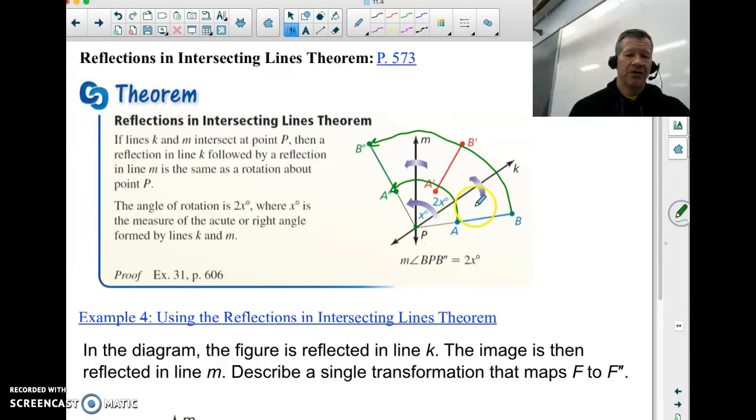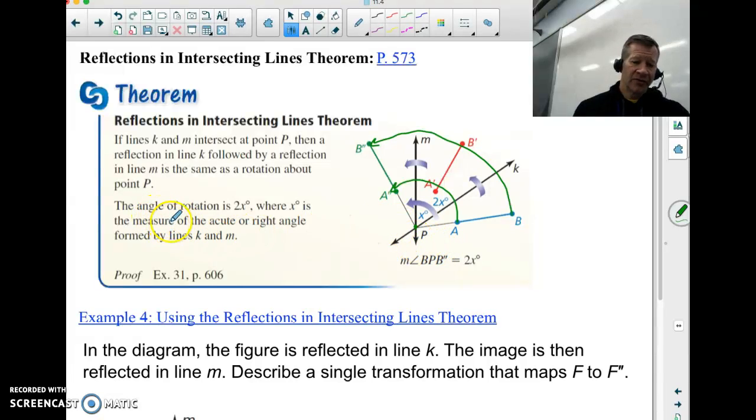Okay? So whereas when we reflected consecutively in parallel lines, remember that was a translation. But when I reflect consecutively in non-parallel lines, we end up getting a rotation instead of a translation.